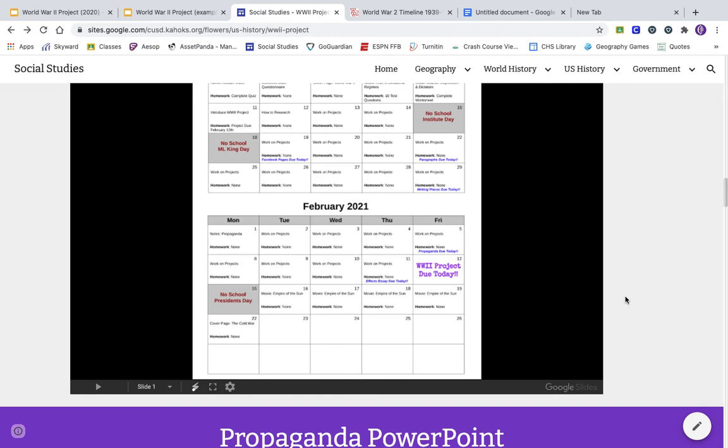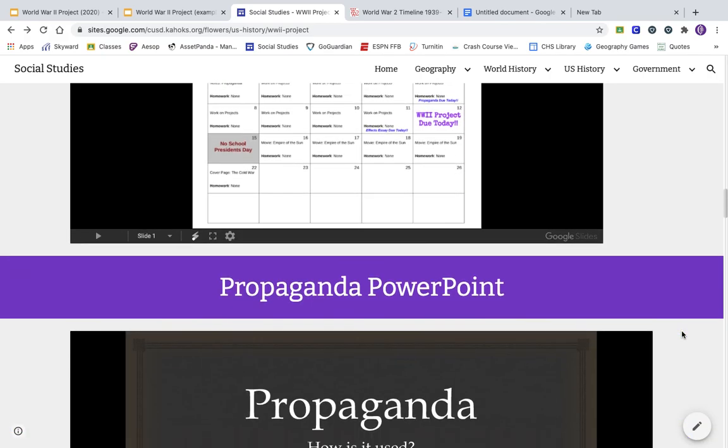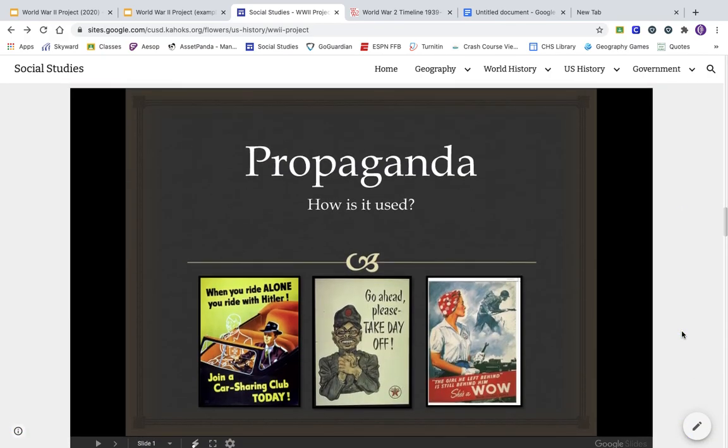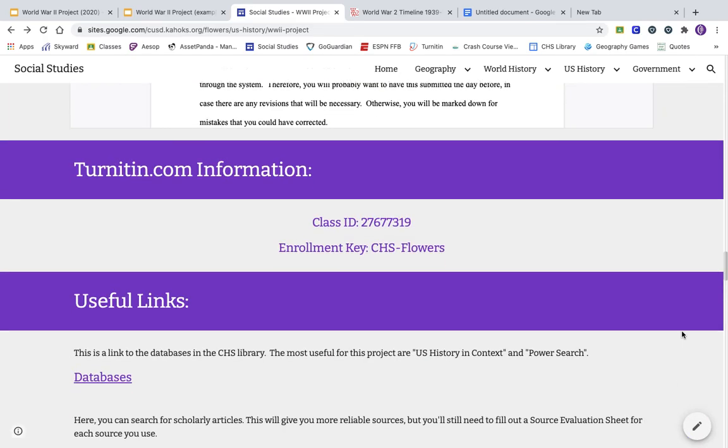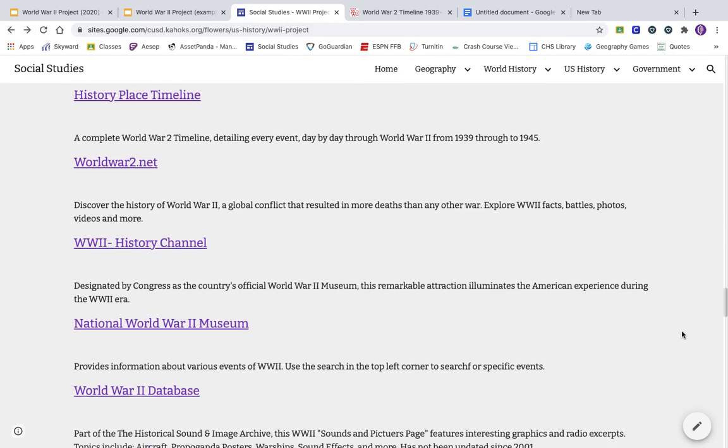Once you have it done, you have it done. If you turn it in early, great. If you don't, no big deal. It just has to be in by those days. Okay, so those are your checkpoints. Make sure you're on task. Okay, this we'll go over a little bit later. That's the propaganda paragraph or propaganda PowerPoint, and then that's it. And then there's useful links here for you.